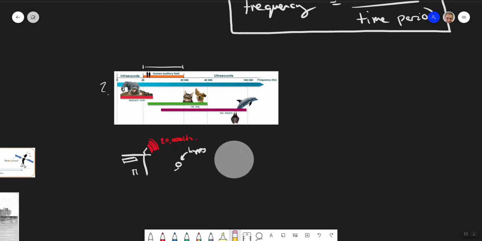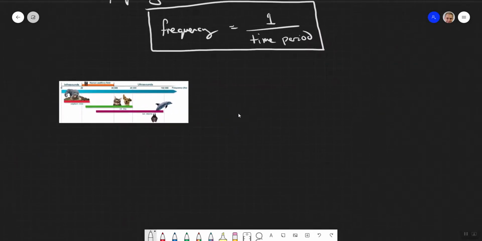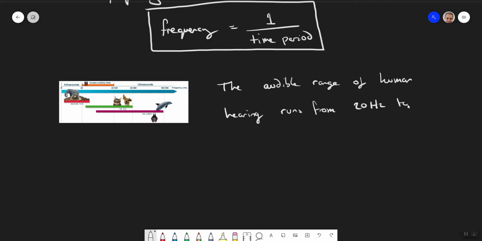So, we don't need to know about that weird sort of torture device for small people, but we will just say the audible range of human hearing runs from 20 hertz to 20,000 hertz, which is otherwise known as 20 kilohertz.